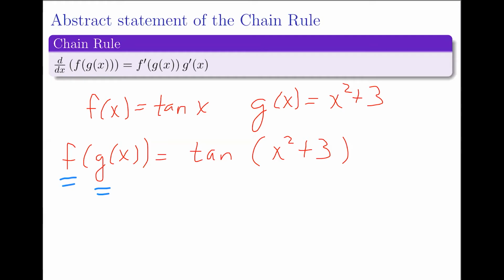So abstractly, the chain rule says that if you want to take a derivative of the composition of two functions, what you need to do is take the outer function, take its derivative, and then plug the inner function in place of x in that formula. And then you need to multiply the answer by the derivative of the inner function. So that's an abstract statement of the chain rule. Now we'll do an example of it.